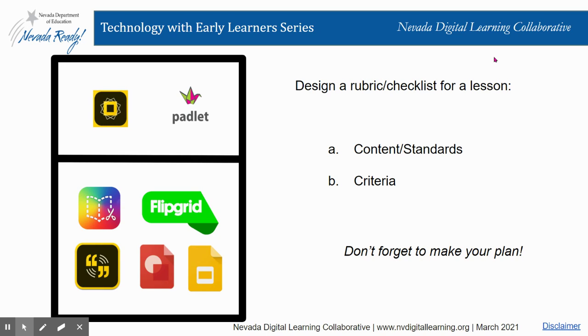All right, so we're going to switch gears a bit, and we're going to take this from an adult lens, especially for those of you that are wanting to get some professional development credit hours. This is a task you can do to earn that 1 hour. And so what the task is, I want you to design a rubric or checklist for a lesson you have coming up. So you have to include the content and the standards and the criteria. And I want it to be in a student-friendly format. So that probably means you're going to have some kind of picture or visual support on your rubric or checklist.